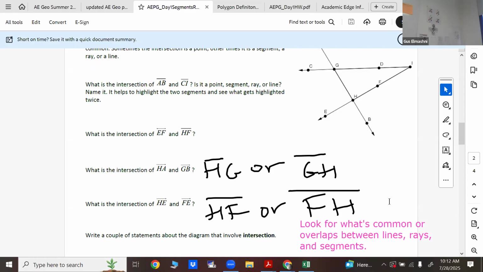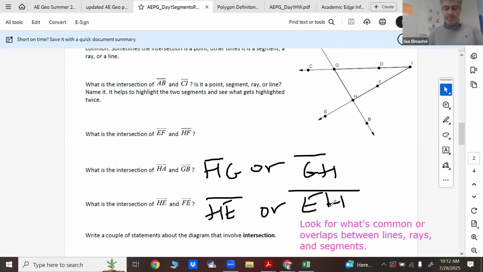HG and FE. Oh wait, what am I talking about? Okay, I messed that one up. How did I mess up, guys? It's good. I'm glad I made a mistake. That was not done deliberately. I totally made a human error. What should it be, guys? Yeah, exactly correct. Or you can say EH, doesn't matter. Yes, HE itself, right? Because that's where it overlaps. But segment HE, mind you, segment HE or EH. So essentially what you're doing is you're looking for what's common or overlaps between lines, rays, and segments. That's what you're doing.